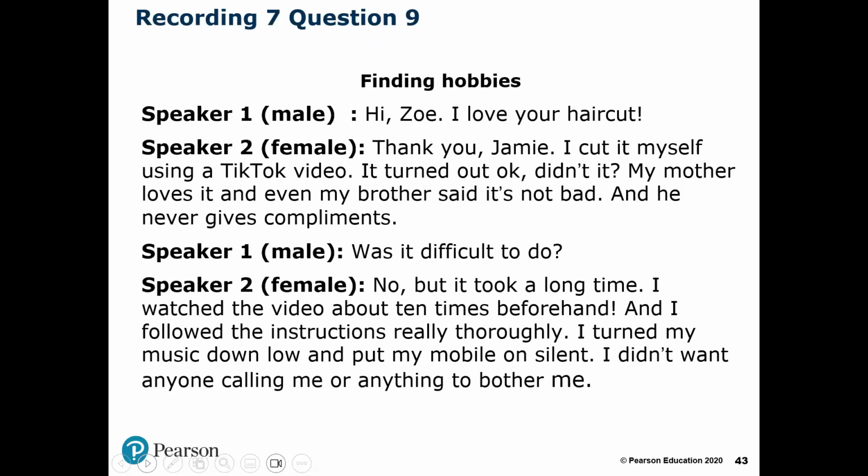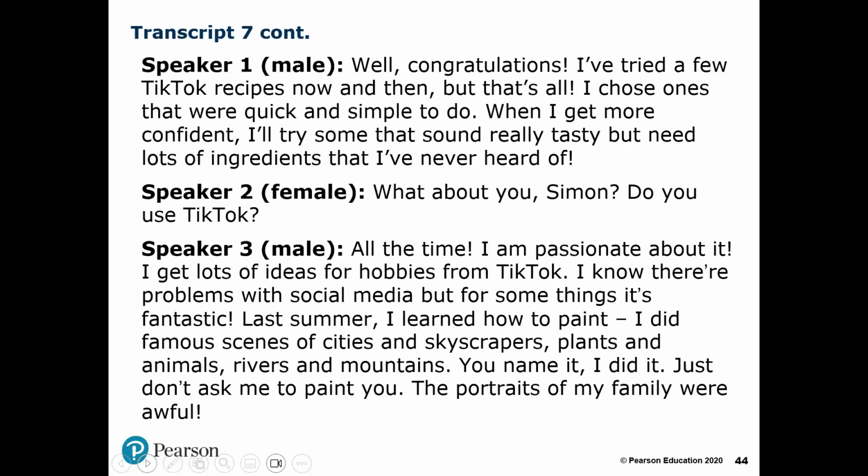So recording 7, this is for question 9. So here we go through and we see that we've got a little bit more complex text, and we've got some slightly more unusual vocabulary. Words like beforehand, thoroughly might be a more difficult word to understand. Bother could also be something that is a little bit more challenging for students to understand. And it continues and it goes on.